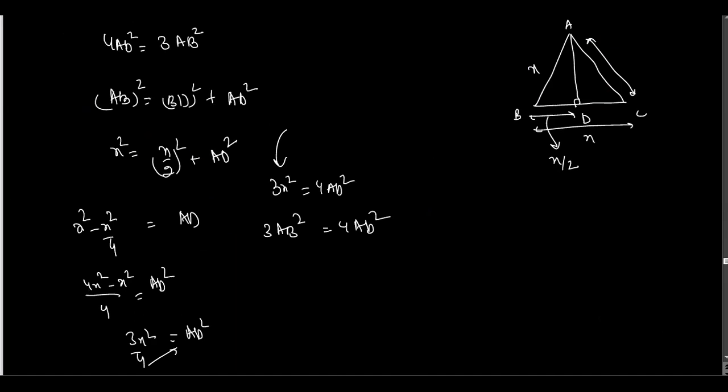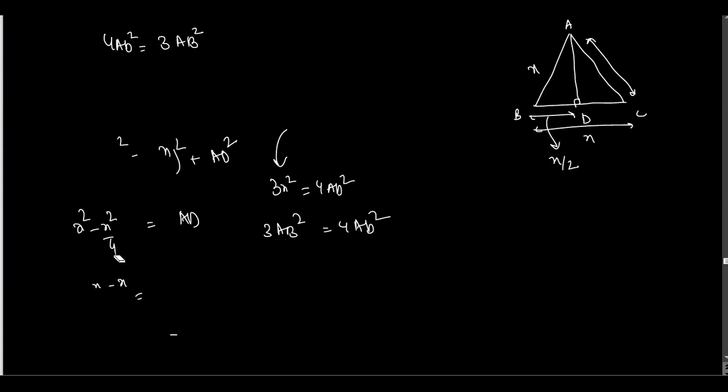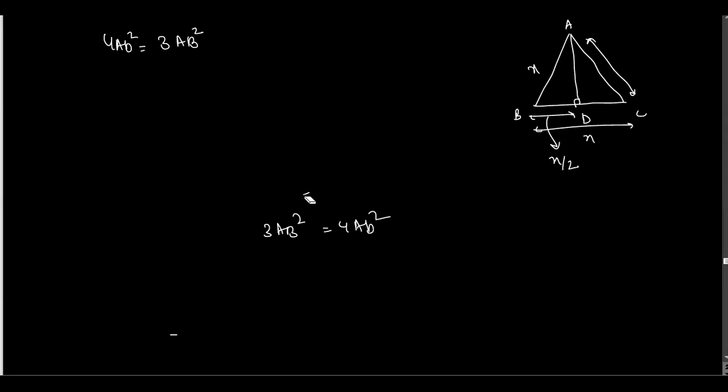Okay, prove this simple question. This is for you. It is being given in the question that ABC is an isosceles triangle and AD is perpendicular to side BC and it is also dividing it into two halves. So you need to prove that 4AD square is equal to 3AB square.